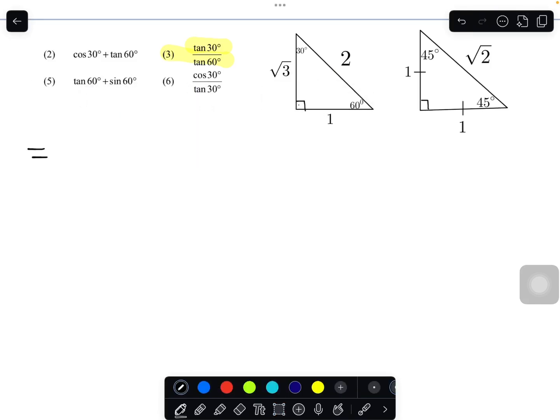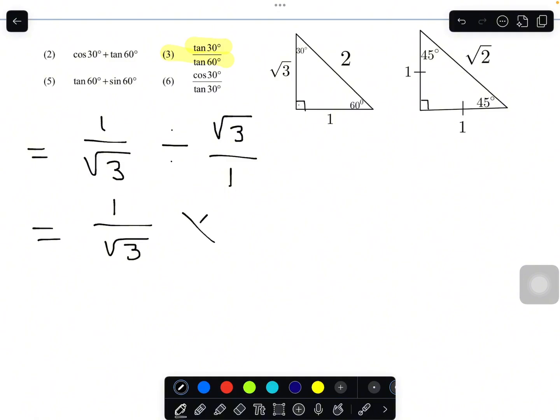So that will be 1 over root 3 divided by tan 60. I don't like working with a fraction over a fraction, so I like doing this and then applying my reciprocal. The tan of 60 is my opposite over my adjacent, which is root 3 over 1, and that will now equal 1 over root 3 times 1 over root 3, and my final answer will just be 1 over 3. You'll know this from your certs. Okay, we can move on to the next one.